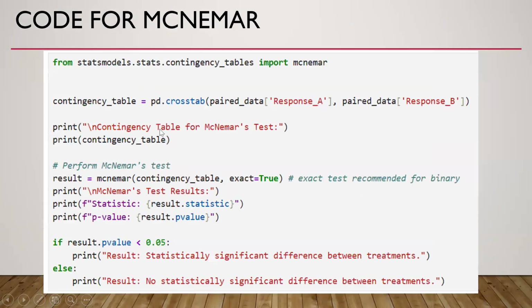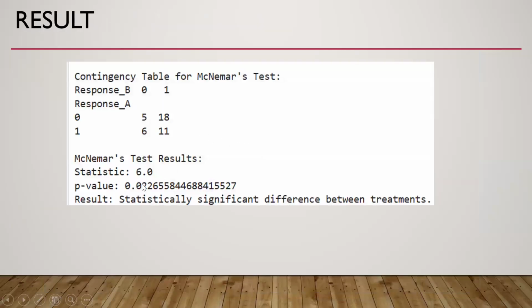So this is the statsmodels package. We will use it for the McNemar test here, and it shows that the p-value is significant. So there is a statistically significant difference between treatments.